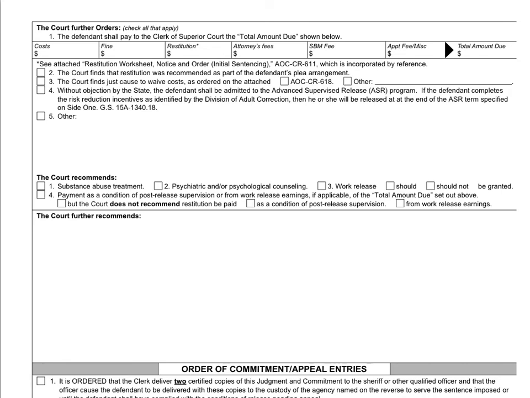So here's the back of the form, and if you look at number 4 here, what it says is, without objection by the state, the defendant shall be admitted to ASR. This additional part of the order is required because by statute, ASR can't be ordered over the objection of the prosecutor. The prosecutor essentially has veto power over the court's decision to give the defendant an ASR date.